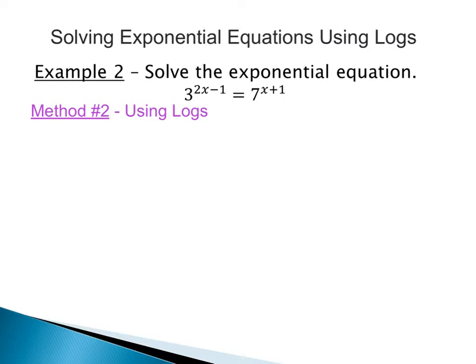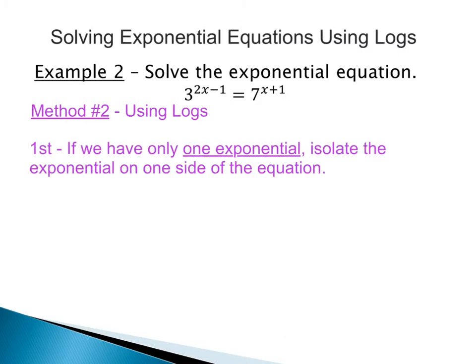So our first step would be, if we had only one exponential, we would isolate the exponential on one side of the equal sign. So for example, if I had 3 to the 2x minus 1 plus 4 equals 7. In this case, I only have one exponential, it would be 3 to the 2x minus 1. In order to do anything further, I would need to isolate the exponential, which would mean to move the 4 over first. But in our case, we have two exponentials, so we're actually going to skip that step.